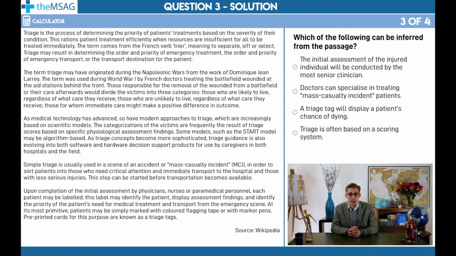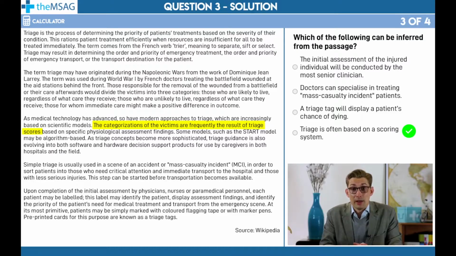For question 3, the answer is option D, that triage is often based on a scoring system. We have a quote to support this answer from the third paragraph of the passage. The categorizations of the victims are frequently the result of triage scores. For the other answers, option A, the initial assessment of the injured individual will be conducted by the most senior clinician. This is an assumption. This may be the case, or perhaps the most senior clinician is treating other patients and a less senior clinician is conducting triage. The passage does not state either way.